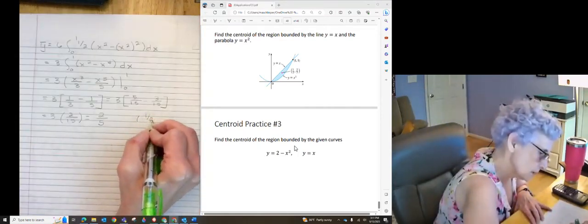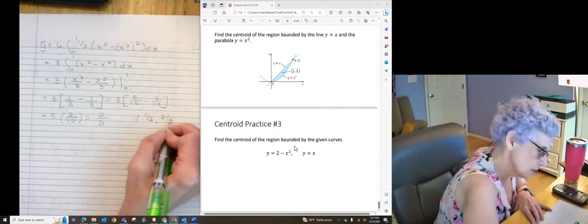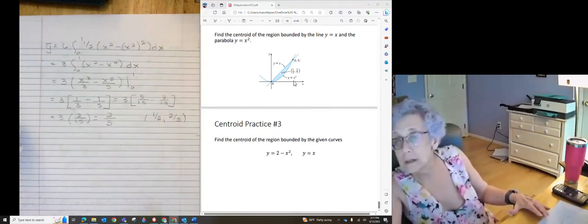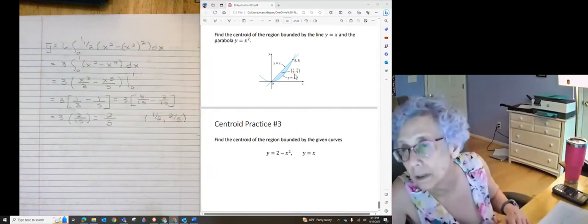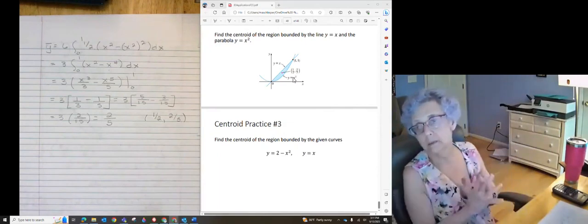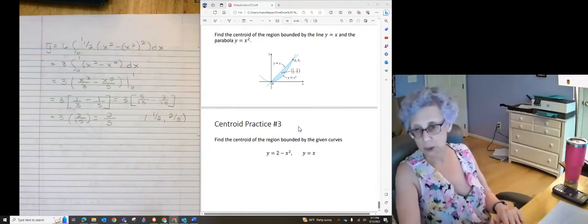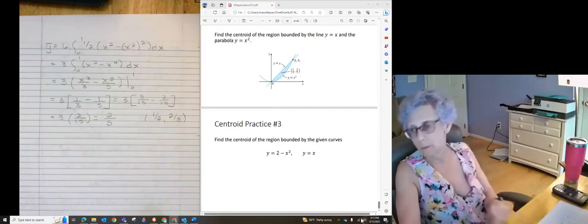So my ordered pair is 1/2, 2/5, and there's the pretty picture of it, 1/2, 2/5. We got exactly what we were supposed to get. Now it's your turn. y equals 2 minus x squared and y equals x. Go.